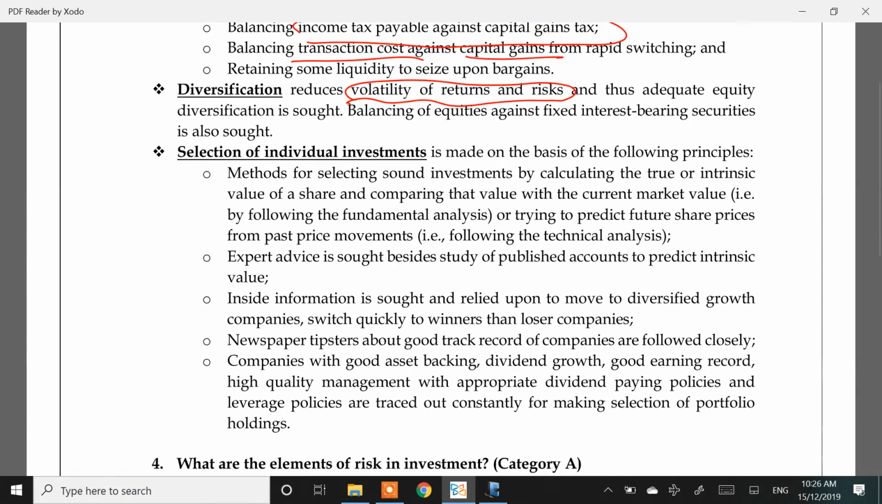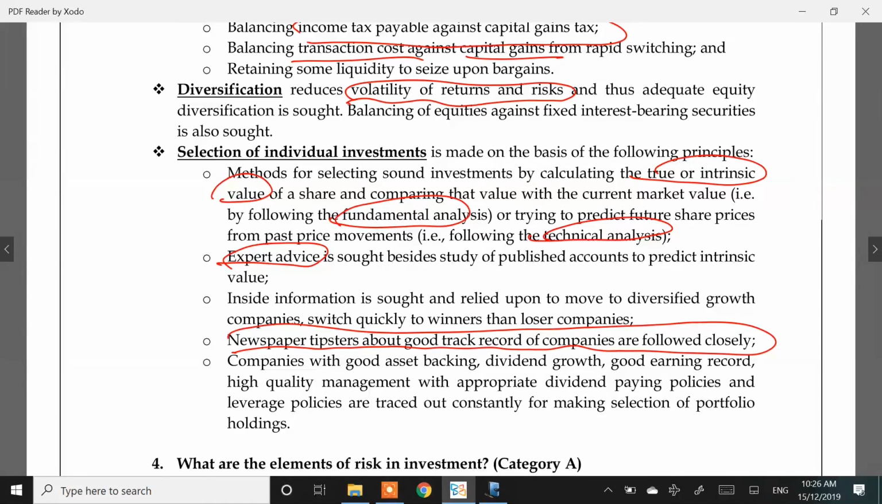And then finally, I'll have to select the individual securities. There are certain principles for selecting. So I will try to calculate the true value or intrinsic value, either do a fundamental analysis or go through a technical analysis. If this is not done, you go through expert advice, or you get some information from the newspaper about good track record companies. So finally, companies which have a good track record, good asset backing, dividend growth, are appropriate, are the normal set of companies which will form part of the portfolio.